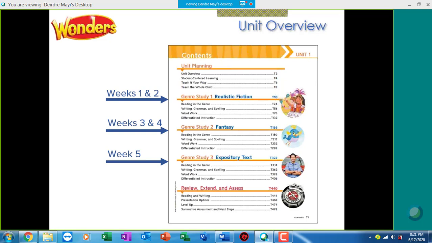And remember, in week 6, the students aren't being inundated with new content. Remember, week 6 is a week for review, extension, and assessment. And again, week 6 is a 5-day week. Okay? So the first 2 genre studies each last for 10 days. Week 5 lasts for 5 days. Week 6 also lasts for 5 days.